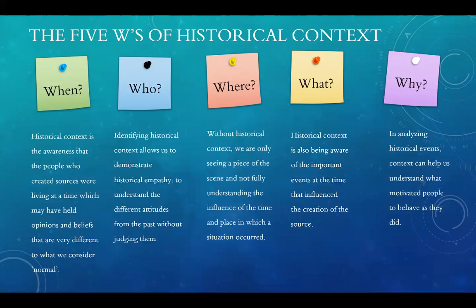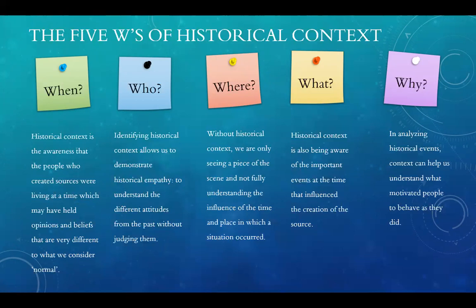Who? Identifying historical context allows us to demonstrate historical empathy, to understand the different attitudes from the past without judging them. This is presentism, obviously, where we project our own values back onto the people of the past without realizing that they did not experience our values because they were different than ours. So this is the part we need to understand the past. We don't have to agree with it, but we need to understand it to accept the fact that these people were different in the past. And they had reasons for being different. We want to understand what those reasons were.